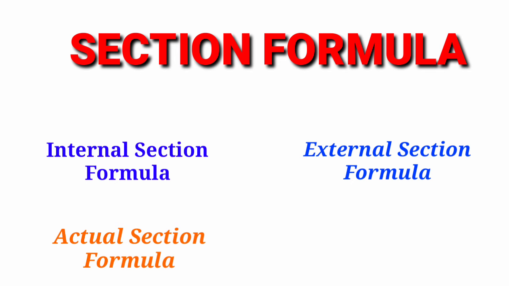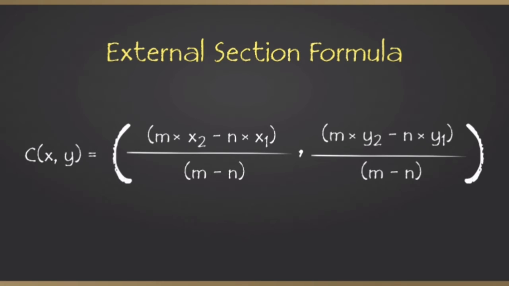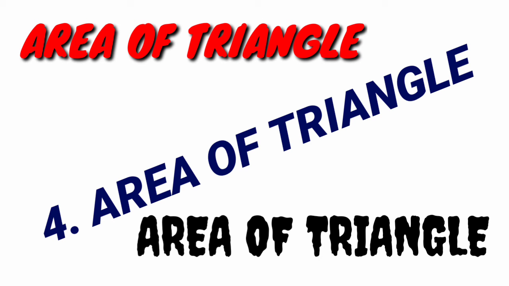Besides this, you must know that the section formula is of two types. First is the internal section formula and another one is the external section formula. The internal section formula is the same as the actual section formula. For the external one, the formula is mx2 minus nx1 divided by m minus n, comma my2 minus ny1 divided by m minus n. Our fourth topic is area of triangle.